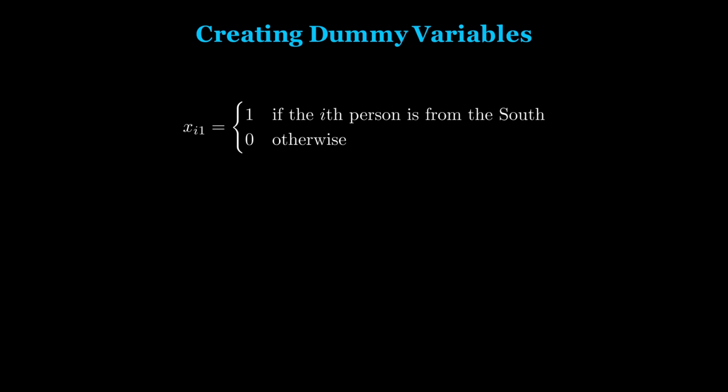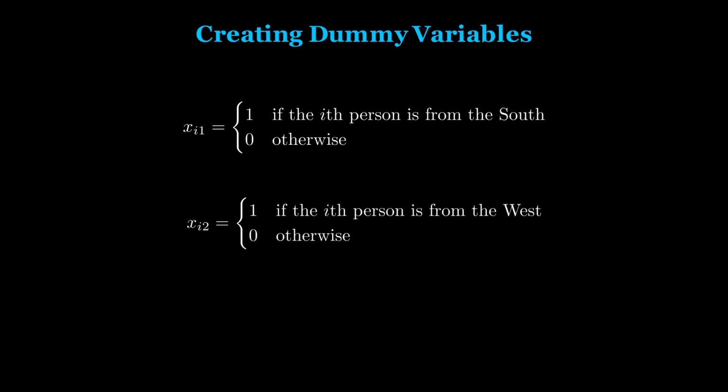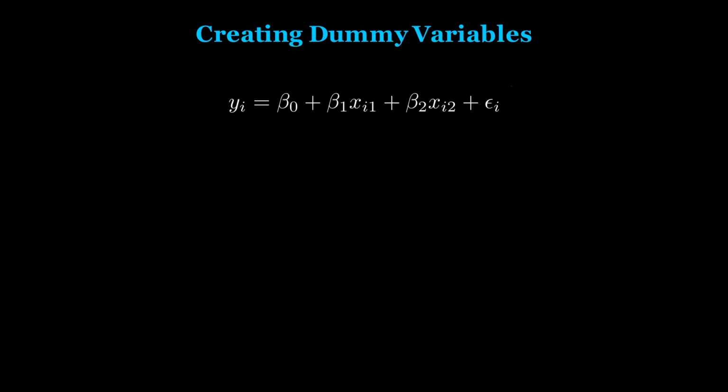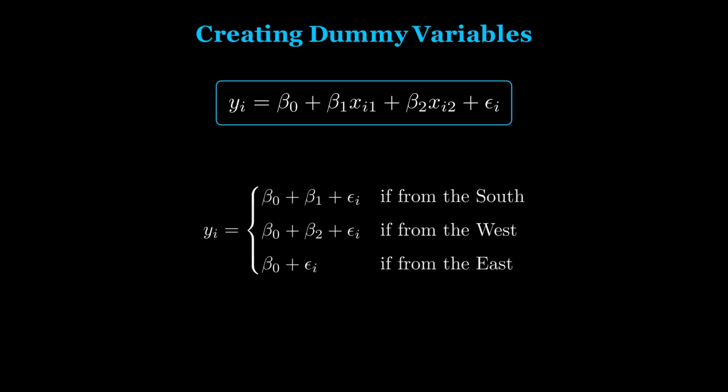The first dummy variable, xi1, equals 1 if the ith person is from the south and 0 otherwise. The second dummy variable, xi2, equals 1 if the ith person is from the west and 0 otherwise. Notice that someone from the east has both dummies equal to 0. The regression model is then yi equals beta 0 plus beta 1 times xi1 plus beta 2 times xi2 plus the error term. Writing that out level by level.